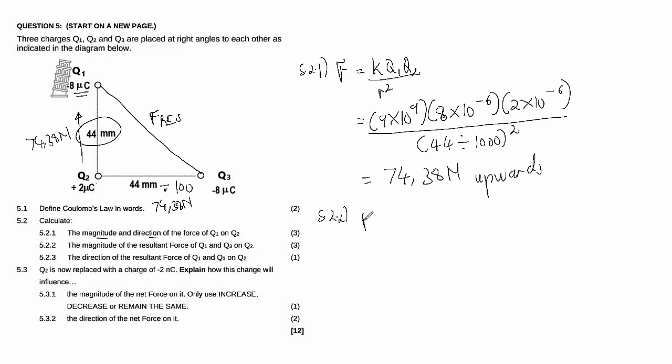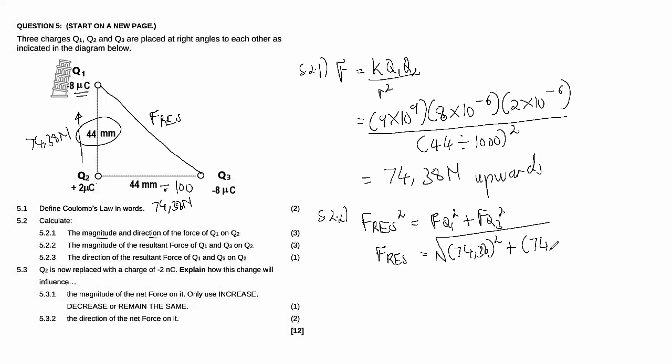Now, to calculate our resultant, we understand this is F res squared, according to the Pythagoras theorem. Then let's say F of Q1 squared plus F of Q3 squared, right? So F of Q1 is defined as the force that Q1 exerts on Q2, and F of Q3 is the force that Q3 exerts on Q2, right? Then in order to calculate our F res now, we need to square this. So our F Q1 was 74.38, and then we square that. And then also this one needs to be 74.38, then square that, right?